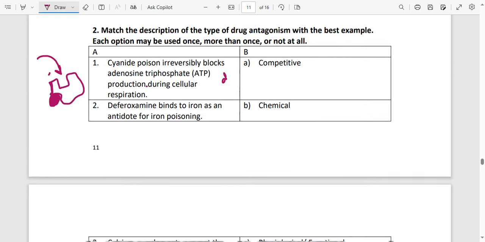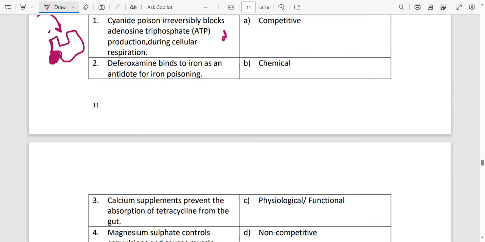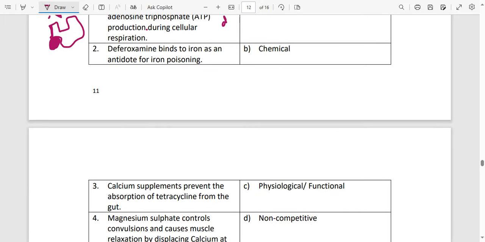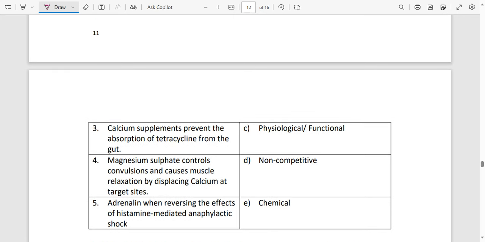And then it's 2, deferoxamine binds to iron as an antidote for iron poisoning. What type of antagonism is that? That's chemical, isn't it? Thank you. And then calcium supplement prevents the absorption of tetracycline from the gut. What type of antagonism is that? Calcium supplement prevents absorption of tetracycline from the gut.